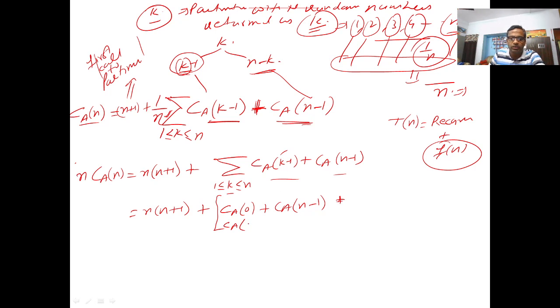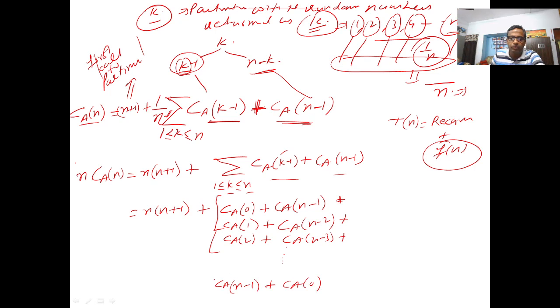C(n-2) will be there, isn't it? Now if you put k is equal to 3, then it will be C(2) plus C(n-3). Now pick up the last end. If we put the value of k is equal to n, then it will become C(n-1) plus C(0).